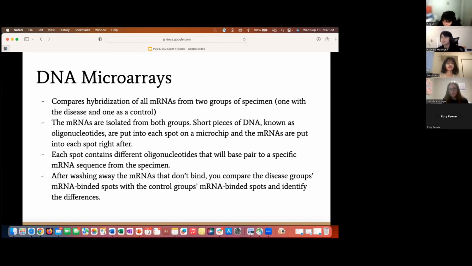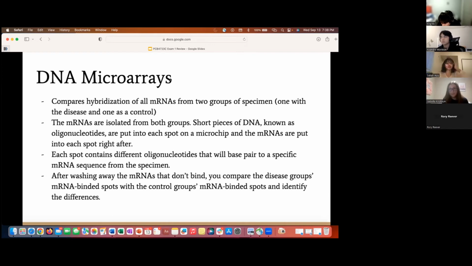Okay, so now I'll go a little bit more in depth with the DNA microarrays. DNA microarrays are a more traditional technique, and you usually use this technique if you have the genome of the group, the specimen you're studying. So you basically have two groups. One has the condition, the disease, or the trait that you're examining, and the other one is a control. They don't have whatever condition you're studying.